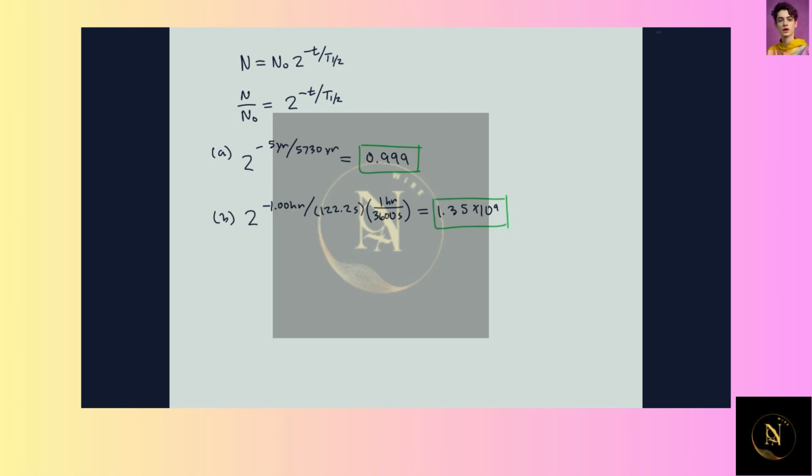And then lastly, for part C, we're going to use 2 to the negative 5 years divided by the half-life, which is 12.33 years. This gives us a ratio of 0.755, which gives us an answer consistent with the problem, example 12.